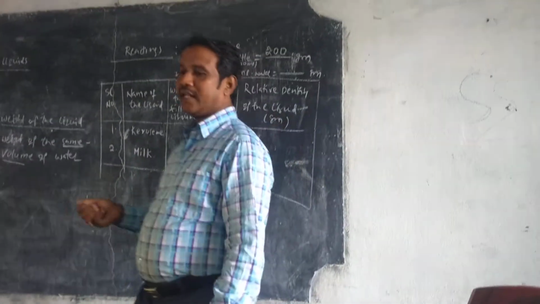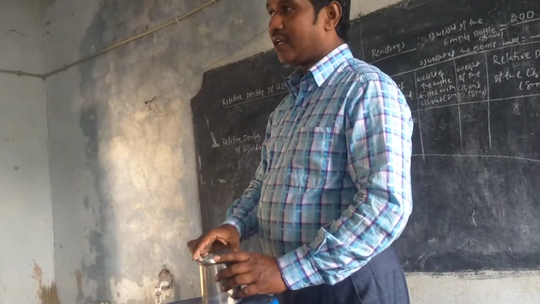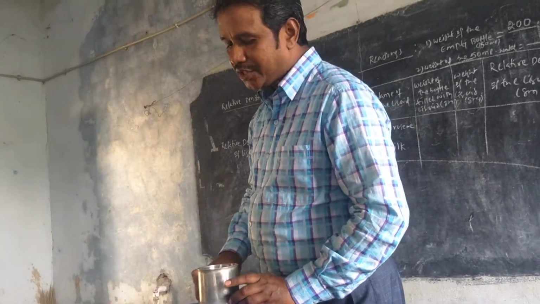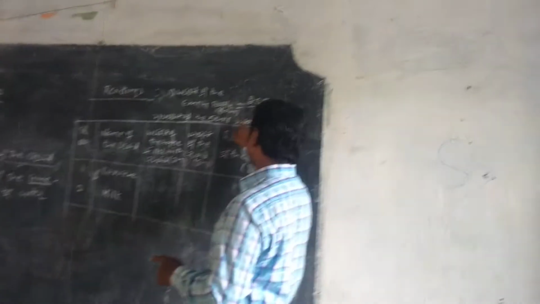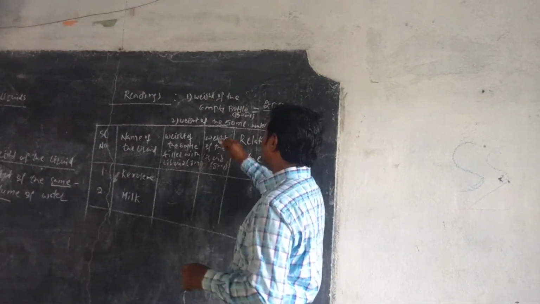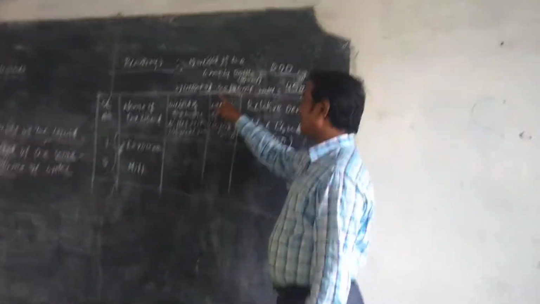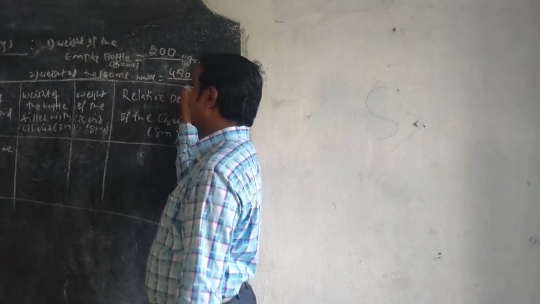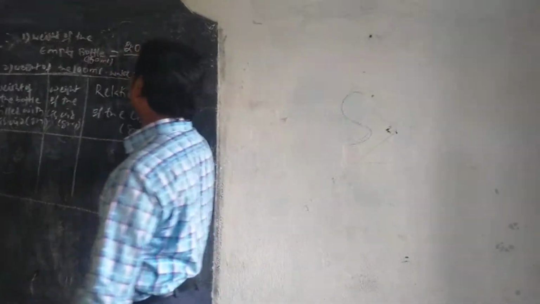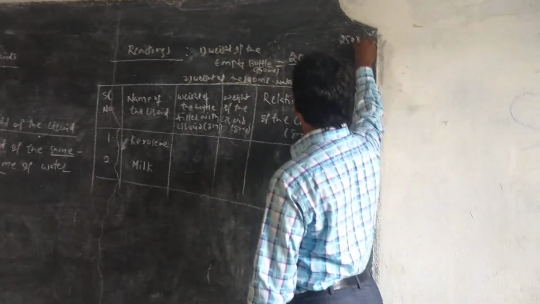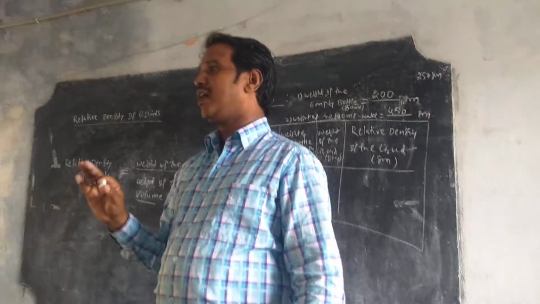Now again, this one contains water. Now it is showing 450 gram. So I am writing the weight of the 100 ml of water bottle is 450 gram. Now you can calculate 450 minus 200, which is 250 gram. 250 gram is the mass of the 100 ml of water.